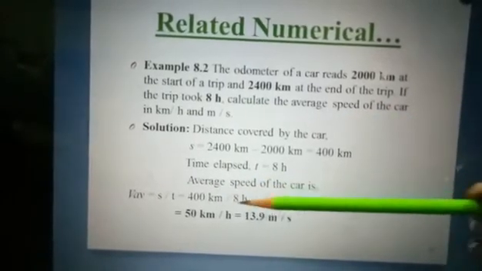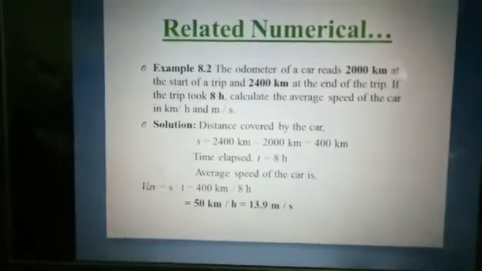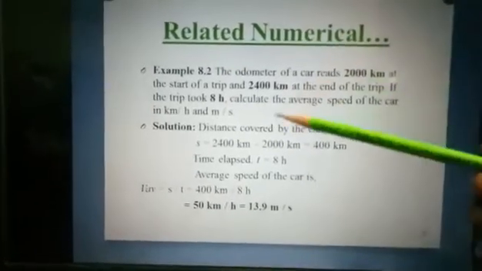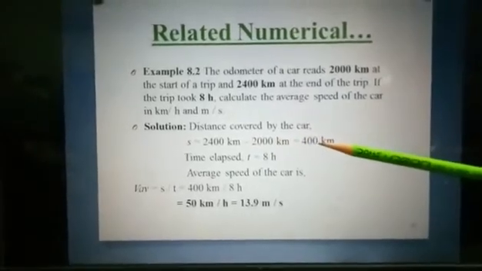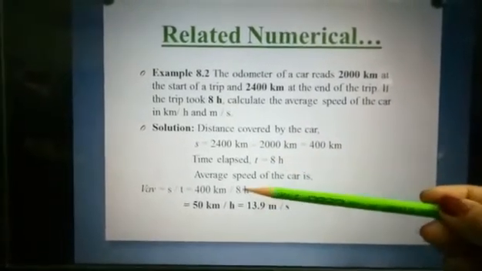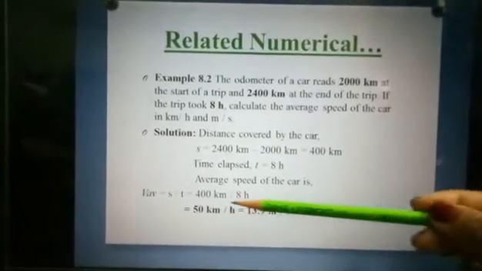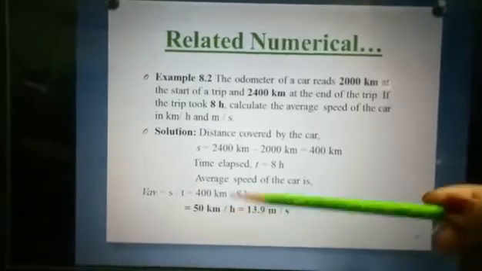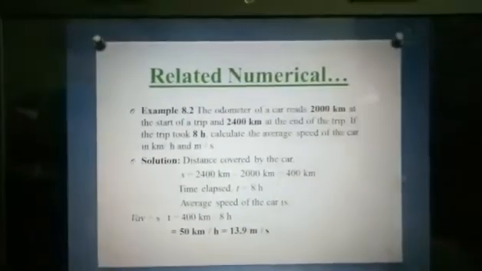Average speed is the total distance upon time taken. So total distance is 2400 minus 2000, so 400 kilometer, and time is 8 hours, so kilometer upon hour. So here you will get the answer in kilometer per hour, and then convert this into meter per second. So you will get the answer 13.9 meter per second.